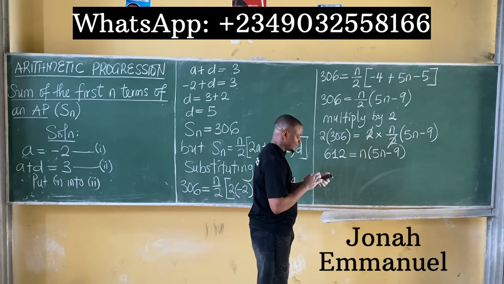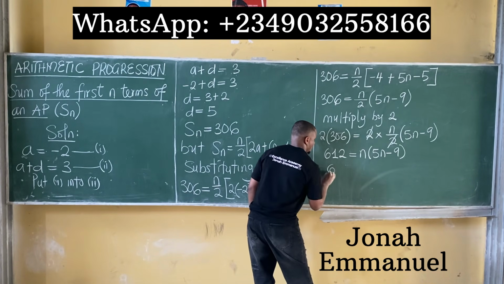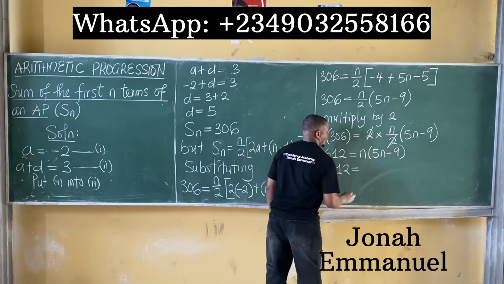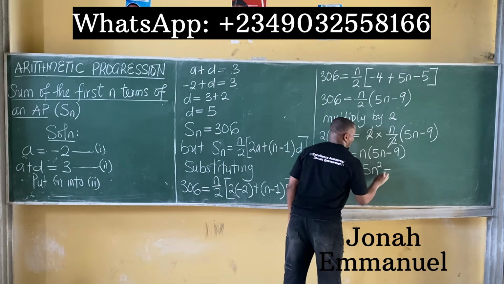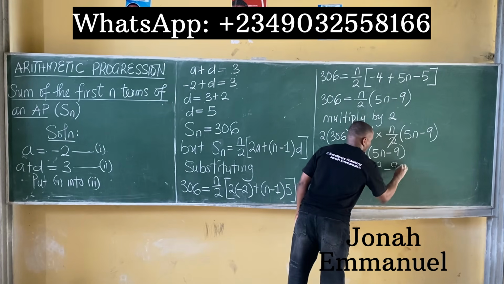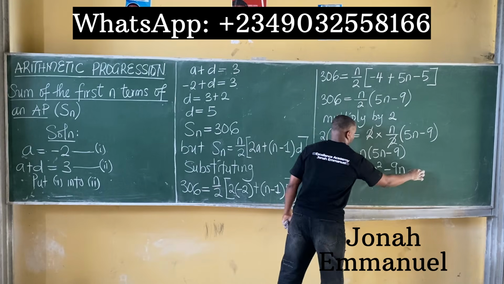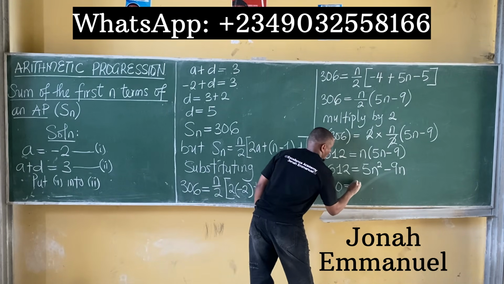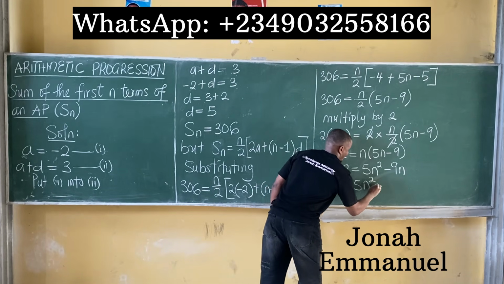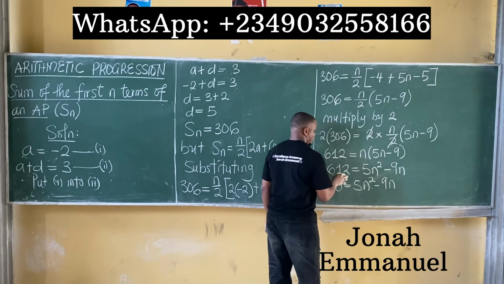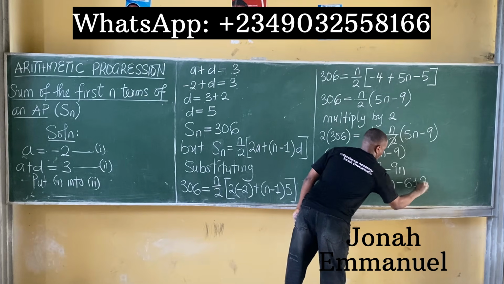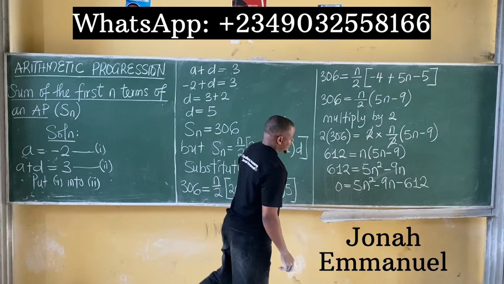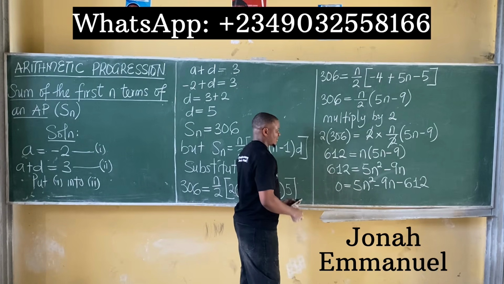Let's expand the bracket. If you expand the bracket, you're having 612 equal to n times 5n gives you 5n squared, minus n times 9 gives you 9n. Move this over here. You have 0 is equal to 5n squared minus 9n. 612 comes over here, becomes minus 612. You have this. At this point, we now have a quadratic equation.